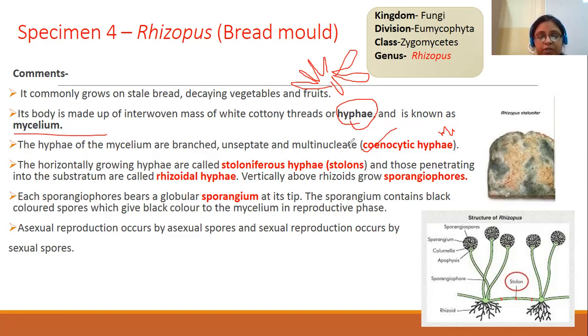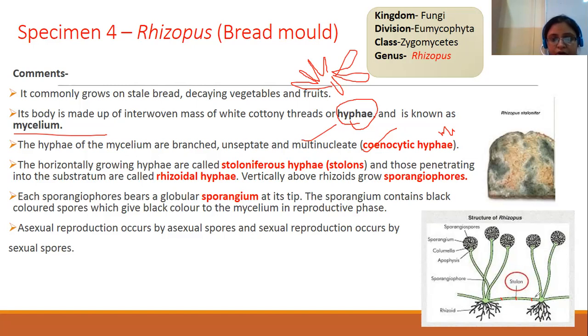अब क्या हो गया, सेम साइटोप्लाज्म है और न्यूक्लियाई बहुत सारे हैं, कोई पार्टीशन नहीं है. So that's why this condition becomes multinucleate. And such hyphae are called coenocytic hyphae, और इनसे जो mycelium बनेंगे they will be called coenocytic mycelium. Fine. Now here you can see all these mycelia arrange themselves like that.